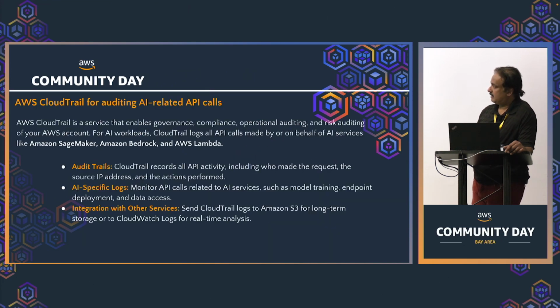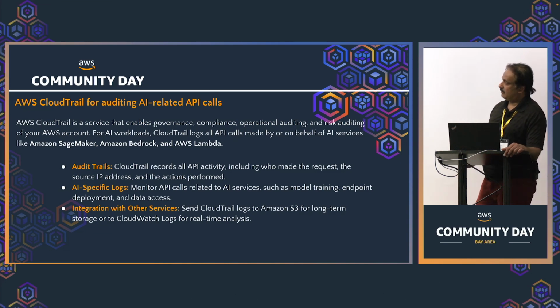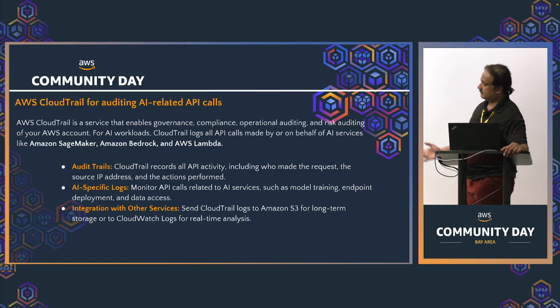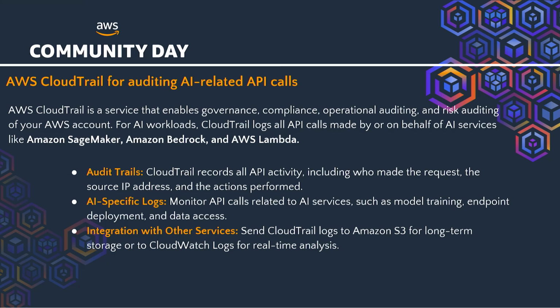Logging, monitoring, and threat detection. We talked about this. Enable CloudTrail for auditing all API calls with respect to AI-related API calls, especially those made by SageMaker, Bedrock, and Lambda. Store the CloudTrail logs in S3 for long-term storage, or CloudWatch for analysis. You can use that to see what really happened, for analysis and reporting, and build dashboards using the data that is stored in S3.